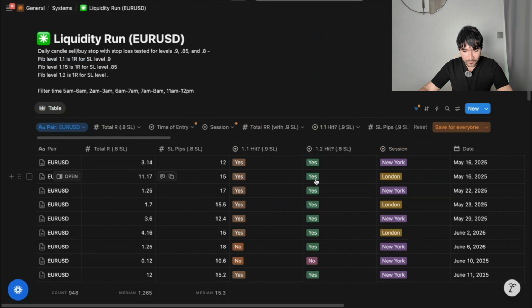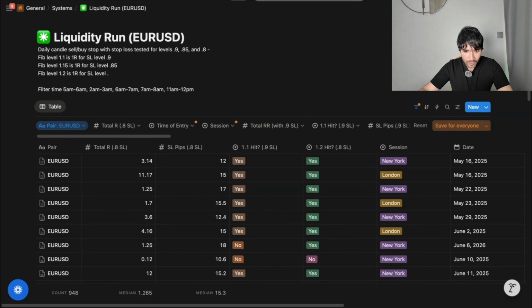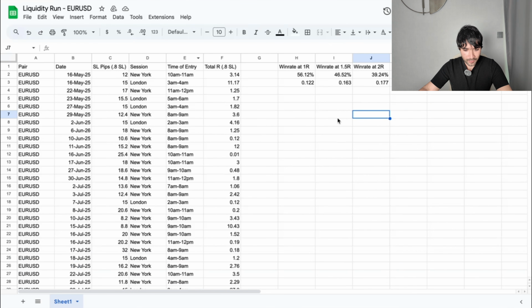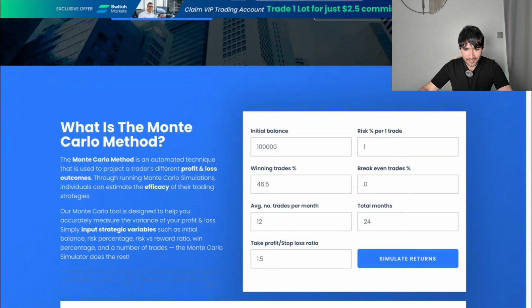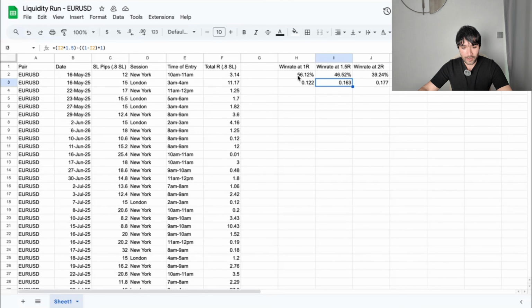And as you guys can see here, we have everything on this sheet. And what I've done is put this in a Google Sheet document so we can observe all of the win rates at each given R. And what we're going to do with all this data is plug it into a Monte Carlo simulator just so we can see how the system actually plays out at each given R. But just a quick rundown, at 1 R we have about a 56% win rate, which averages about 0.12 R per trade. At 1.5 R we have about a 46.5% win rate, averaging about 0.163 per trade. And at 2R we have about a 39.2% win rate, averaging 0.177 per trade.